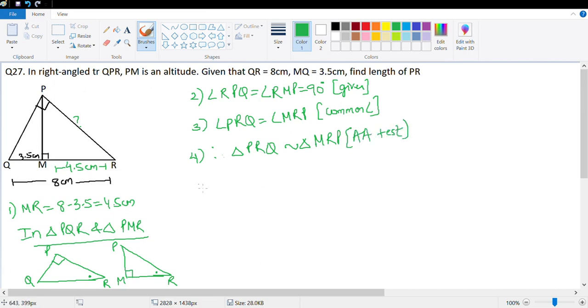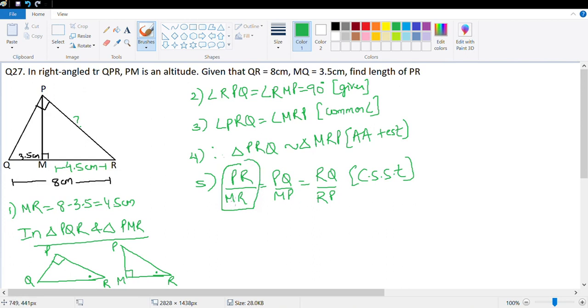So let's figure out the CSSP for this. This is PR upon MR is equal to PQ upon MP is equal to RQ upon RP. This is CSST. We need to figure out the length of PR, which is I will be using this. Is MR given? Yes, we've calculated MR, which means PQ. So I will be using these two, right? PR and RP. And I have RQ also given. Yes, RQ is also given.